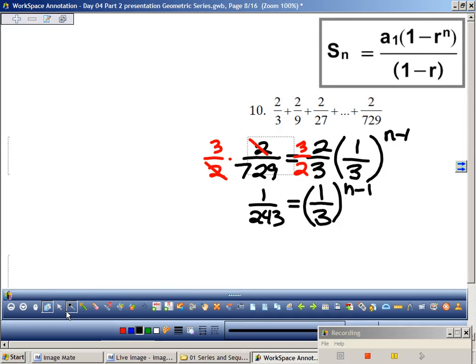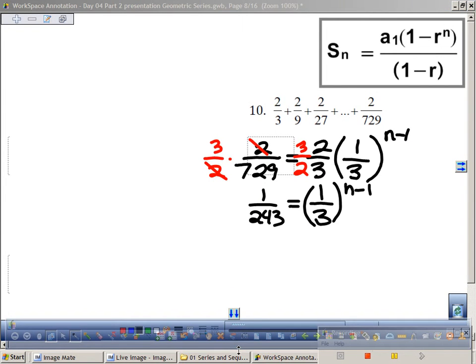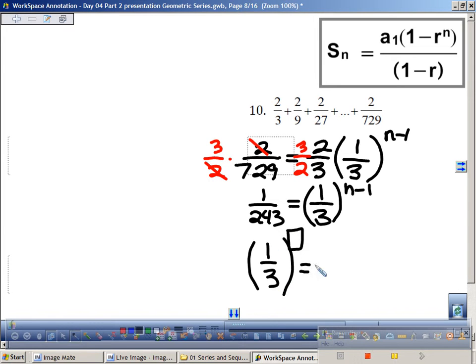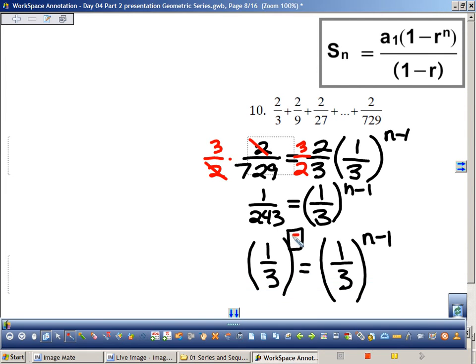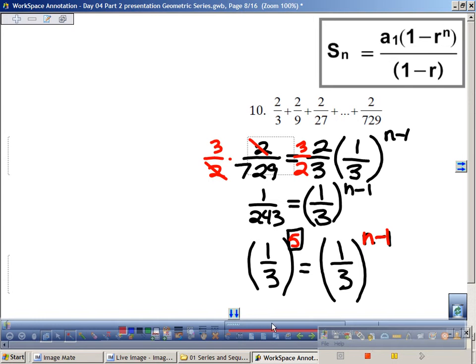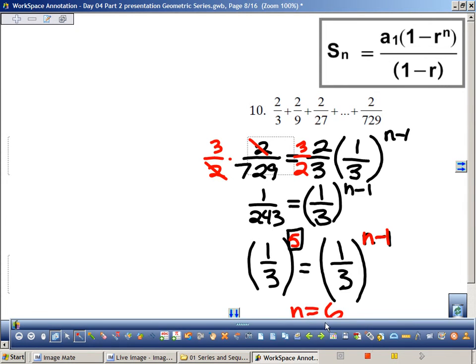All right. This needs to change to a 3. I just don't know how many 3's it's going to take, so that they match. Has anybody figured it out yet? 3 to the what makes 243? Three to the 5? So if 3 to the 5 makes 243, and I know that 5 has to be equal to n minus 1, then n must equal 6.